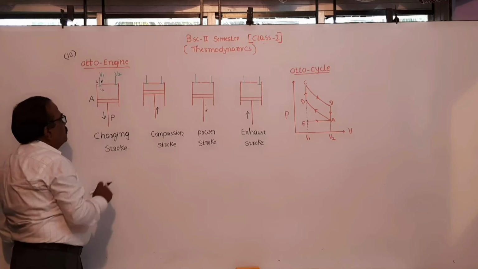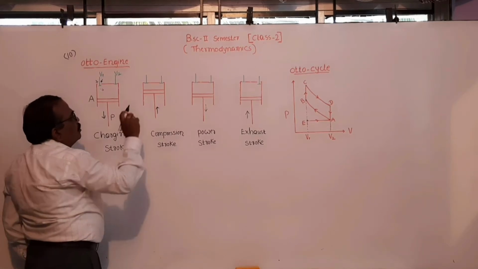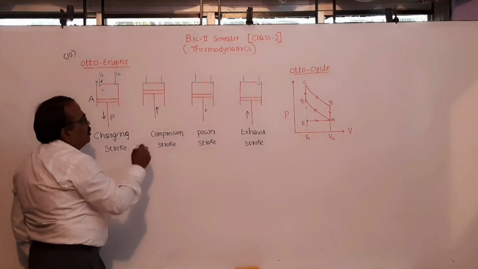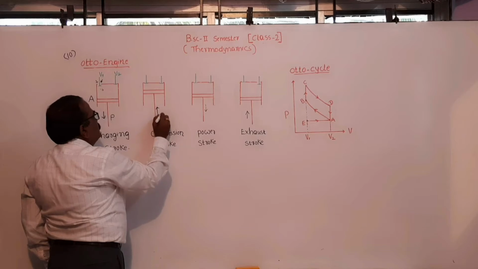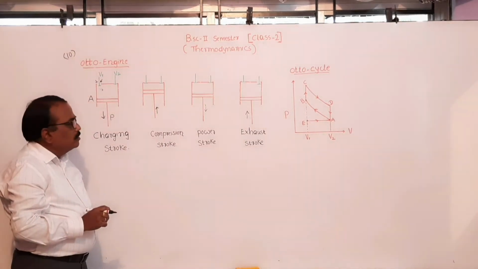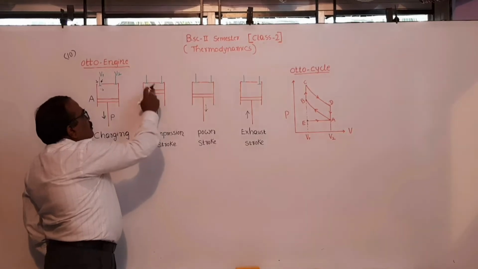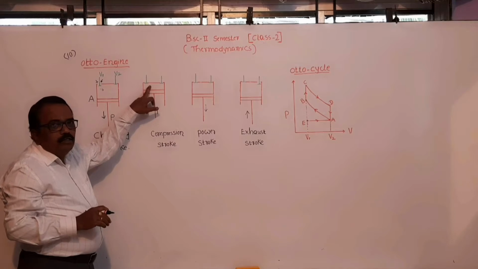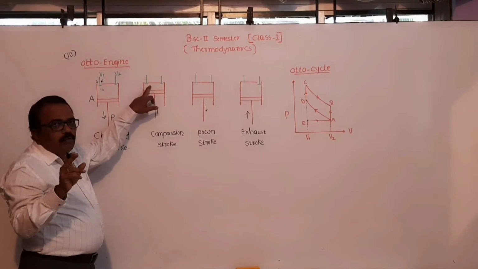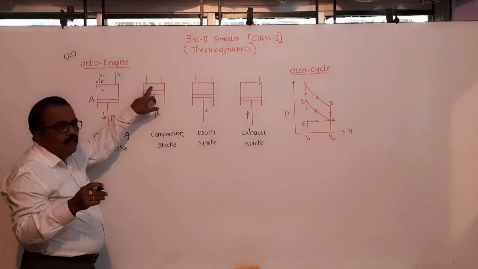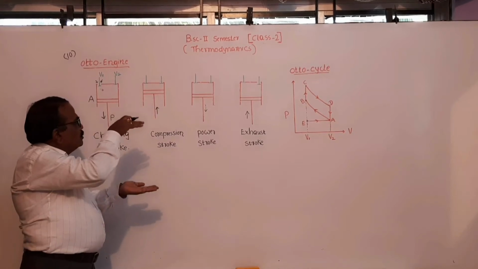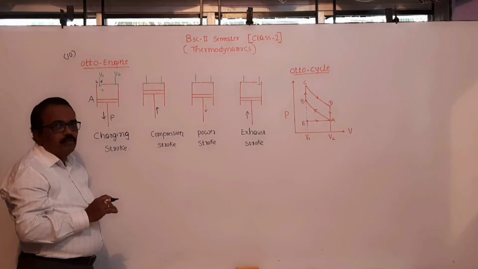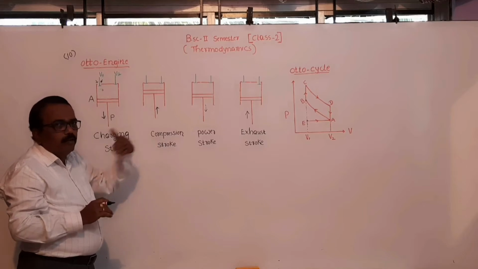At the end of this charging stroke, both the valves V1 and V2 are closed, and this piston is moved backward such that the air gets compressed sufficiently. Now inside this there is a mixture of petrol vapor and atmospheric air. Sufficiently it gets compressed. So the compression is adiabatic, meaning pressure, volume and temperature change.